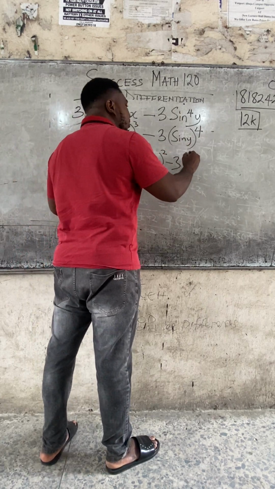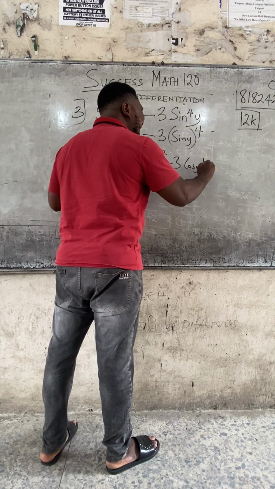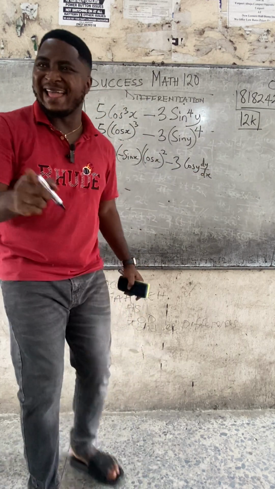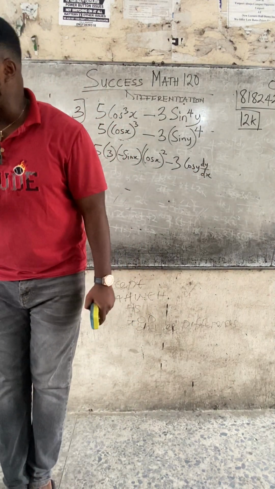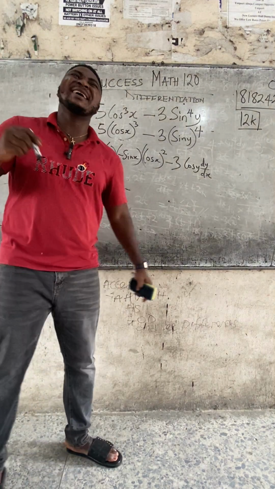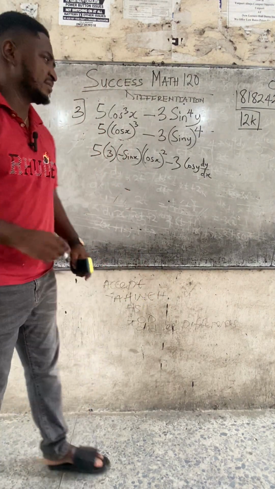Differentiate this guy, you have cos y, dy/dx. Anytime you differentiate anybody that has y, put the dy/dx. Who remembers? In implicit differentiation, anybody that contains y, after differentiating it, no matter where it's found, include the dy/dx.